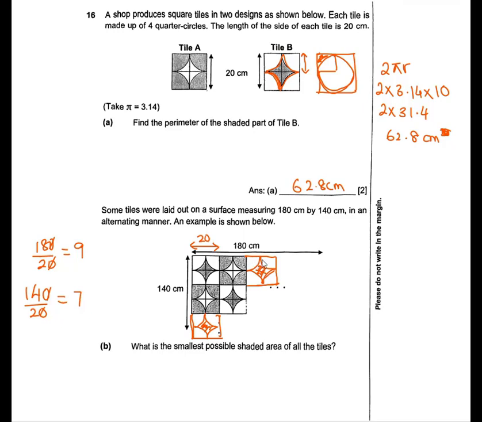Now the question is about finding the smallest possible shaded area of all the tiles. So we want to find the total shaded area. What I have found out is, if there are two squares, if I just place them here, I have one shaded and one unshaded square. So for every two squares here, I will have one shaded square.